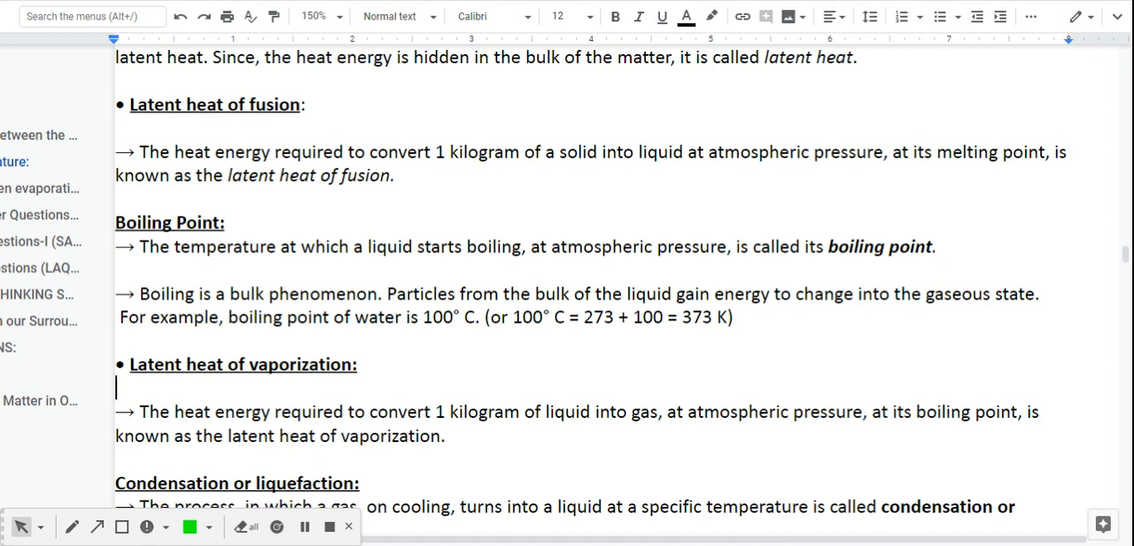So, what is latent heat of vaporization? As I have told you about latent heat of fusion here, so this is latent heat of vaporization. Here we are going to convert 1 kilogram of liquid.